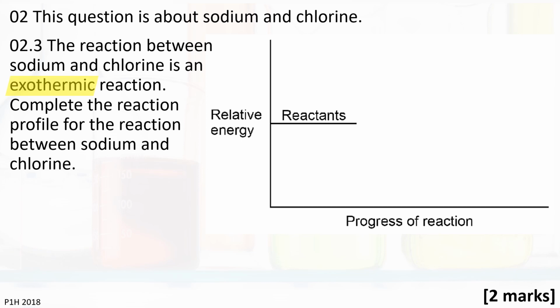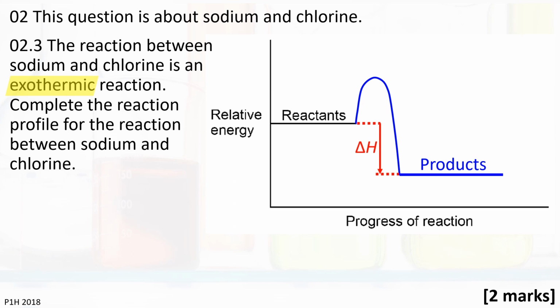For an exothermic reaction, the reactants have more energy than the products. The difference in energy, or enthalpy, is referred to as delta H. This energy is released to the surroundings as heat. We have to put energy in to start the reaction by breaking chemical bonds. This energy is known as the activation energy, EA, and is shown on the diagram.